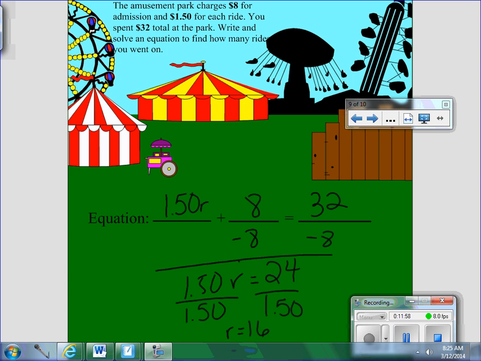So in this problem, sorry about the darkness of it, we have $1.50 a ride, so it's going to be $1.50 times R, plus your $8, which is your admission fee, and you spent a total of $32. So my constant term is $8 because that's how much you had to pay to get in. You're going to subtract $8 from each side, so you will have $1.50 R is equal to 24. Again, to determine how many rides you could ride, you divide each side by $1.50, which is a total of 16 rides.